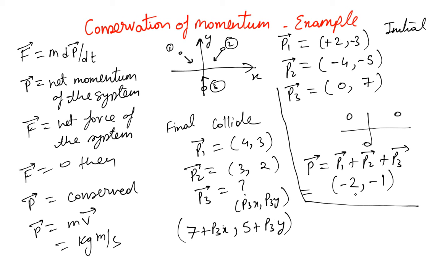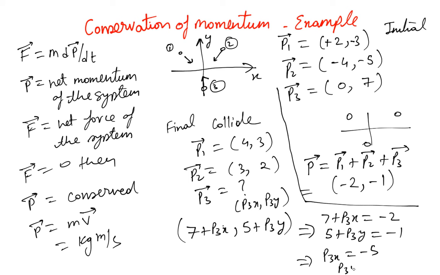Well, we know the initial momentum should be the same as the final momentum, because there is no external force acting, so the net momentum should remain unchanged. That gives us the equations 7 plus p3x equals minus 2 and 5 plus p3y equals minus 1, and that gives us p3x equals minus 5 and p3y equals minus 6, right?